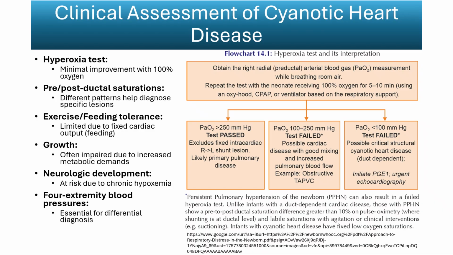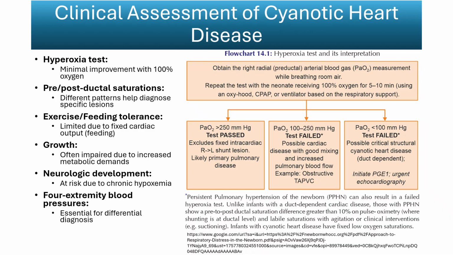Feeding and exercise tolerance provide physiologic insight. Infants with fixed cardiac output fatigue quickly during feeding because metabolic demands exceed the limited capacity for oxygen delivery. Growth is often impaired for the same reason. Chronic hypoxemia raises energy requirements while simultaneously restricting intake. Neurologic development is also at risk, since prolonged hypoxemia compromises cerebral oxygenation during critical developmental windows.